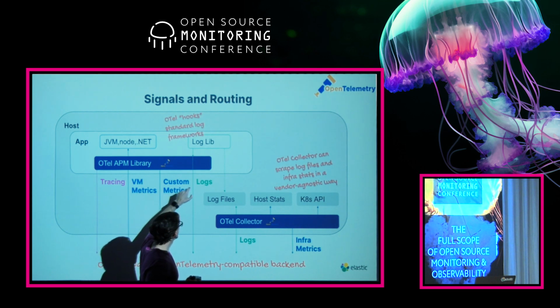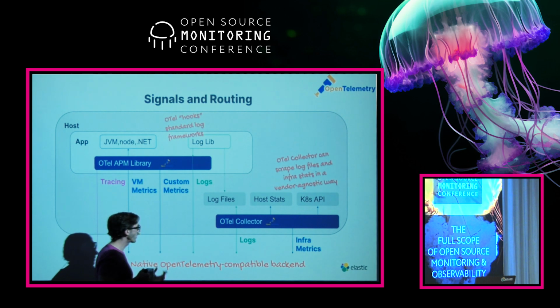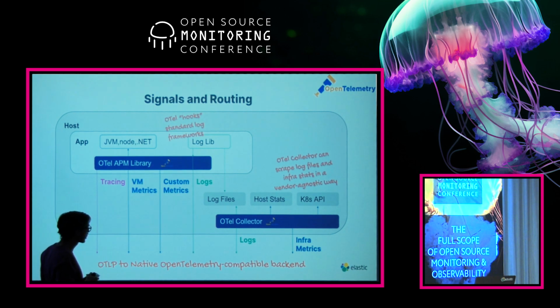Or alternatively, you could write out a log file, and then collect that with the OpenTelemetry collector, which is this smart proxy that can also, for example, collect stats from the host or query the Kubernetes API. So the OpenTelemetry collector is a centralized piece that can query additional information and then send it to your backend. Everything that comes out here is the OTLP protocol, the line protocol of OpenTelemetry, that can then go to various backends.